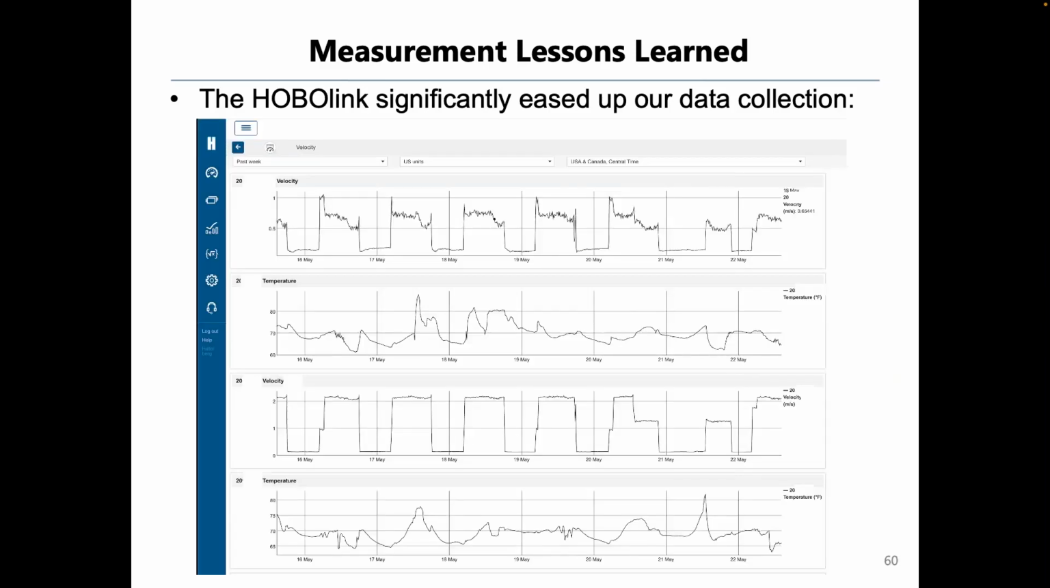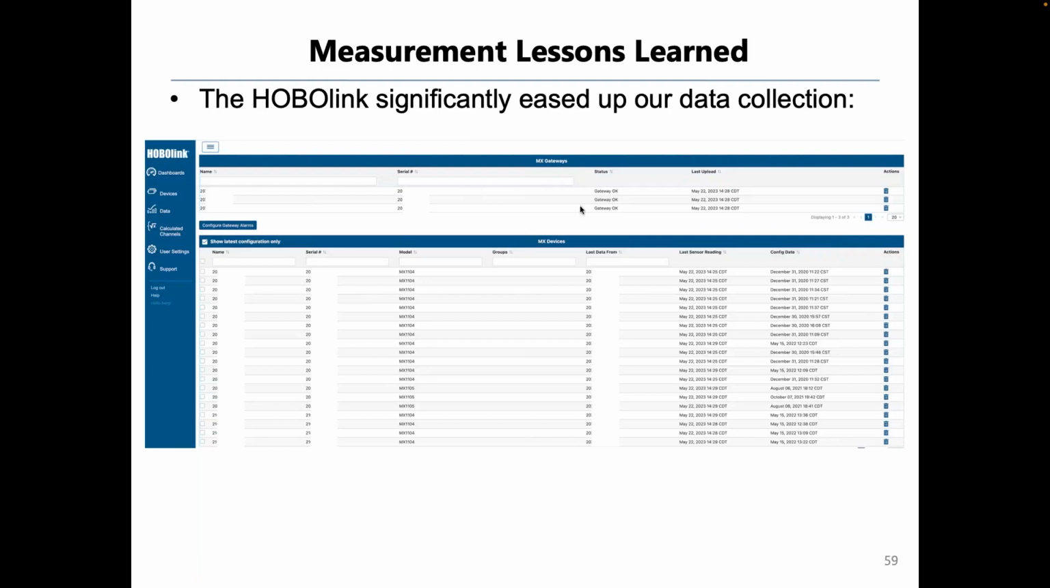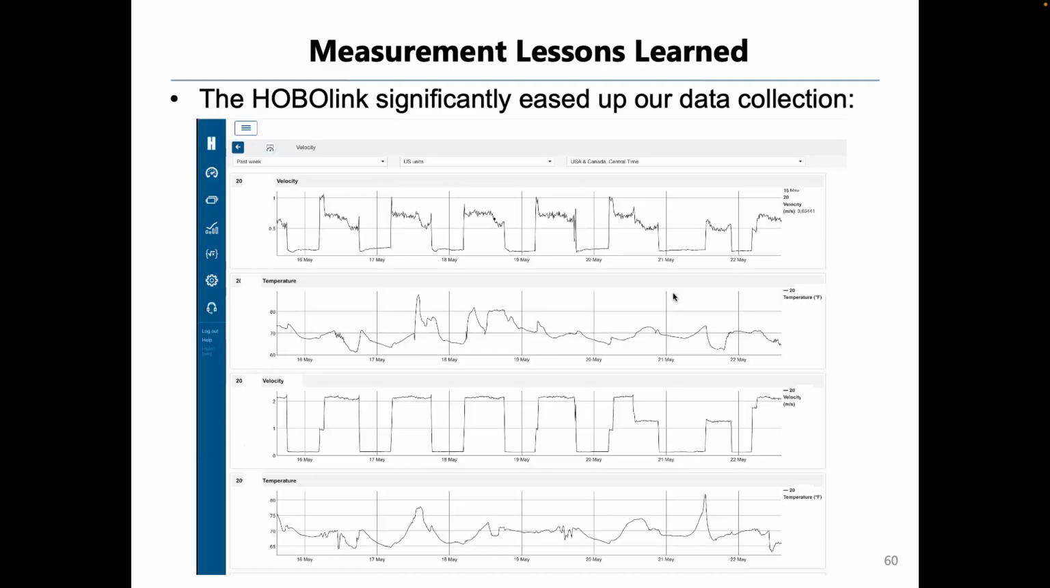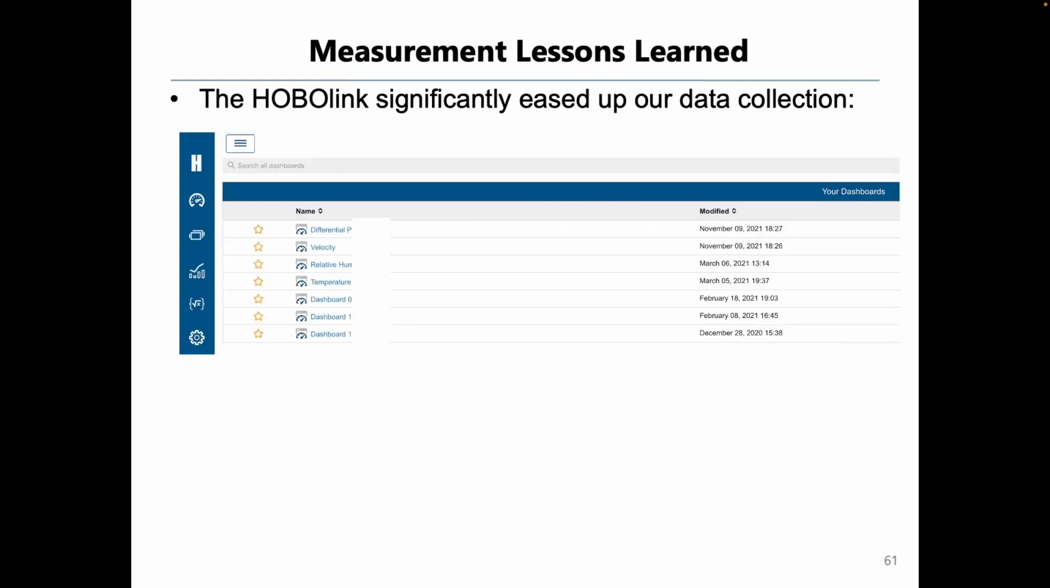I mentioned the CO2 experience. This shows we had 3 gateways. This is the first 20 sensors installed. As you can see, some of them were installed in 2020, some later, but it also shows very well how the data are getting collected. We use their dashboards just for checking the data because you can create different dashboards. This dashboard shows velocity for a few instruments, velocity and temperatures.